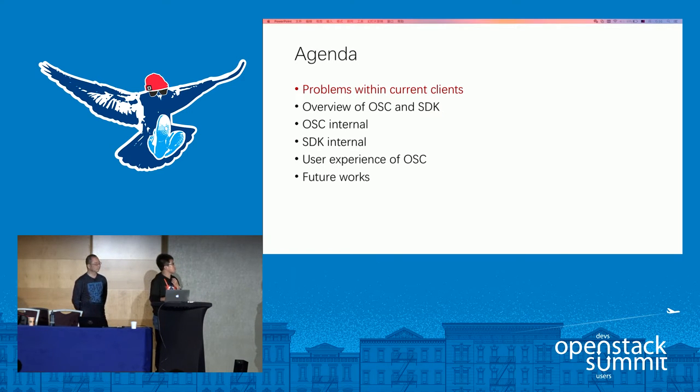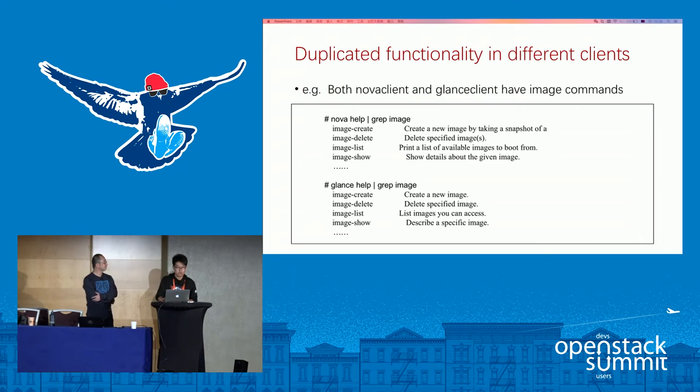So first, I want to say something about the common problems existing in these clients, and then I will give an overall introduction to OpenStack client and SDK. And in this section, we will know how OSC and SDK could solve these problems. And then some detail about OSC and SDK. And after that, Chen Rui will share with you some user experience of OpenStack client. And at last, some future works. Okay. So first, the problems in the existing clients.